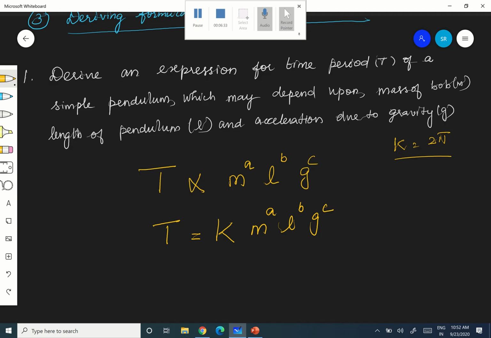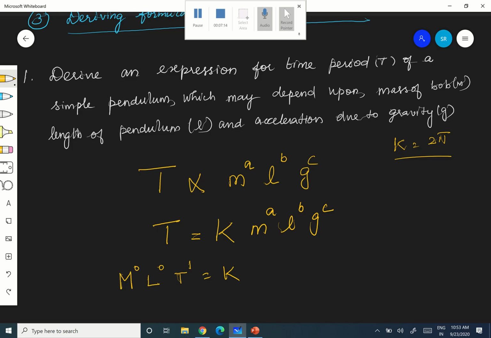Okay. Therefore, now apply for T. What is it for T? M power 0, then L power 0 and T power 1. Correct? Therefore, this is for time period. The time period is independent of it. You know, it is a fundamental physical quantity. Therefore, it won't depend on any of the other quantities. So the dimension of time is M power 0, L power 0, T power 1, and that is equal to k.